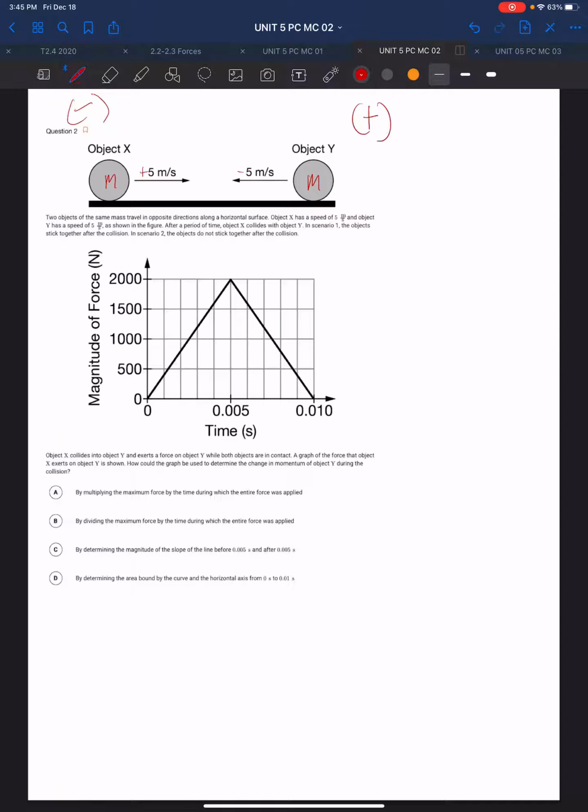But we also have the wonderful gift of a graph. So we need to first tackle it with our axes. Our origin is 0, 0. The y-axis is force, and it goes by 500s. The x-axis is time, and it's got very, very fine time. This goes by 0.001 seconds.